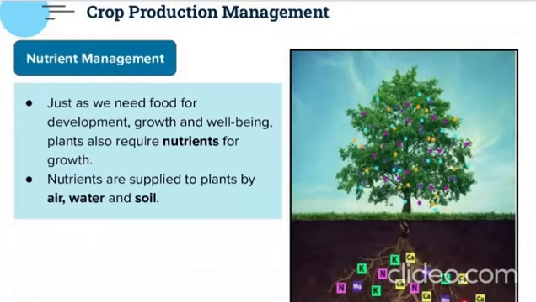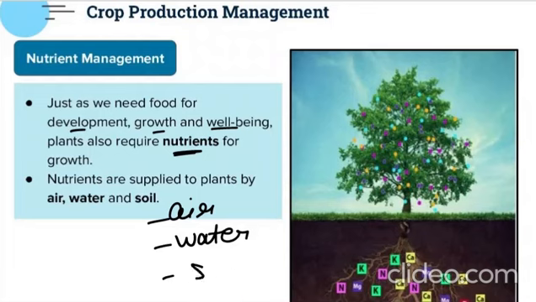When we talk about nutrient management, we know that nutrients are things like carbohydrates, potassium, sodium for plants and all, correct? We humans also intake nutrients, for what? Development, growth, well-being. Similarly, for the proper growth of plants also, nutrients are required. So how do plants get nutrients? They get nutrients from air, water, and soil. By these three factors, a plant gets the nutrients it needs.